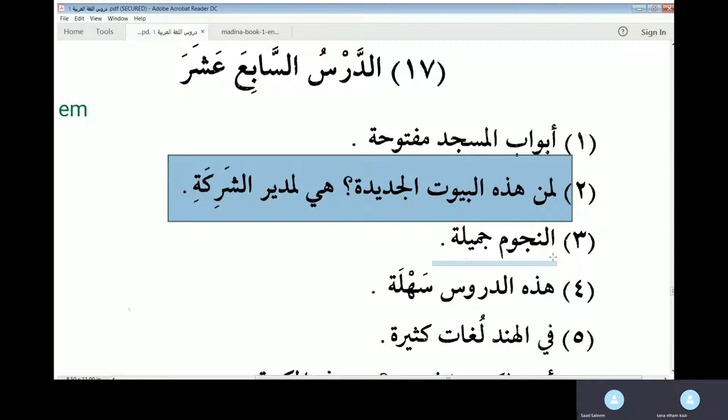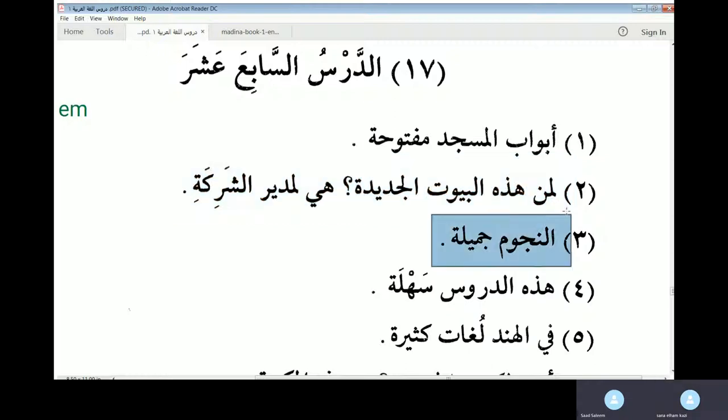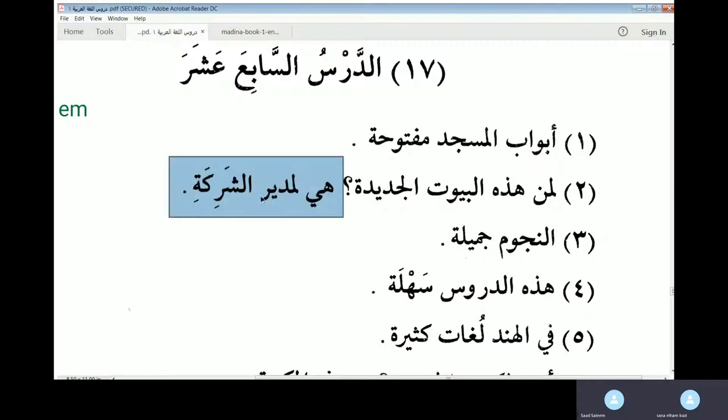Hiya li mudiril sharikati. These belong to the director of the company. The kasra on mudir is because of Li. Here, Li Mudiril Sharikati, this belongs to the director of the company.